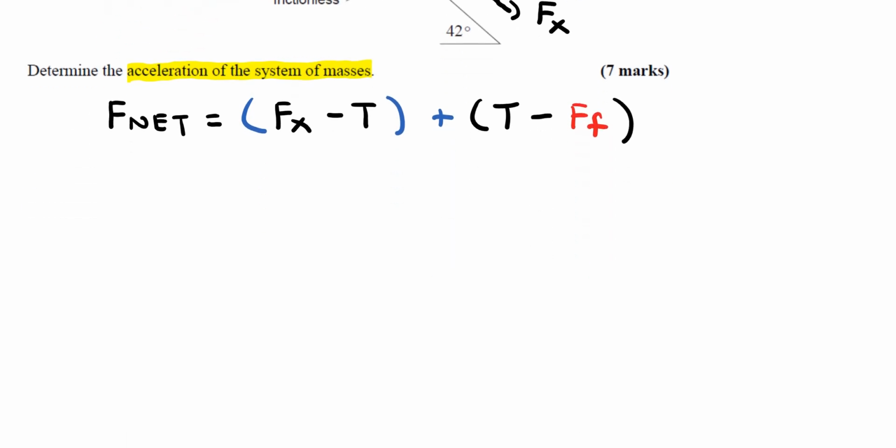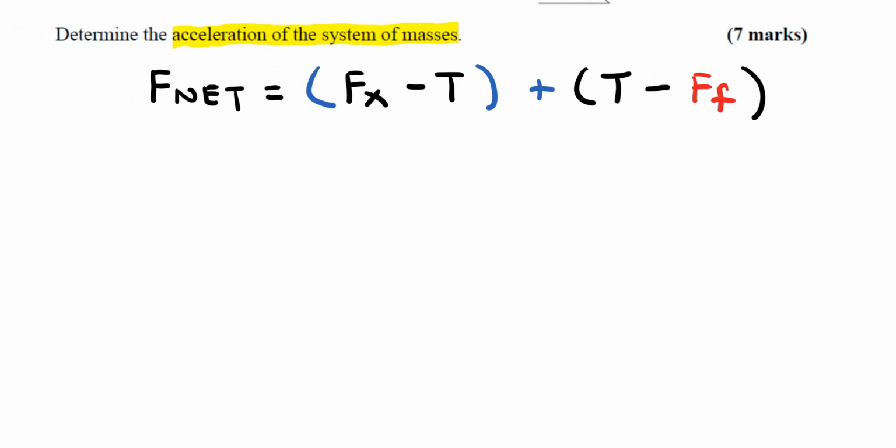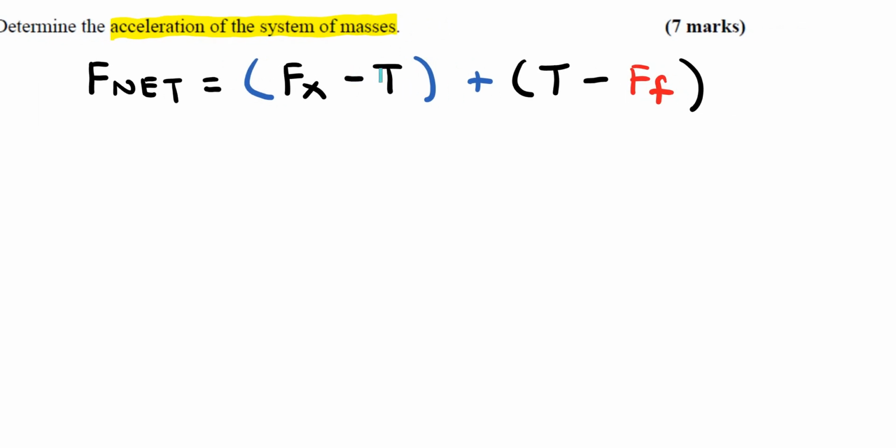Okay, so we've done this a few times for all these incline problems, and one thing that we'll notice here is that this negative tension and this positive tension will cancel off. So you just have the force in the horizontal direction minus the force of friction, and that's going to equal your F-net.